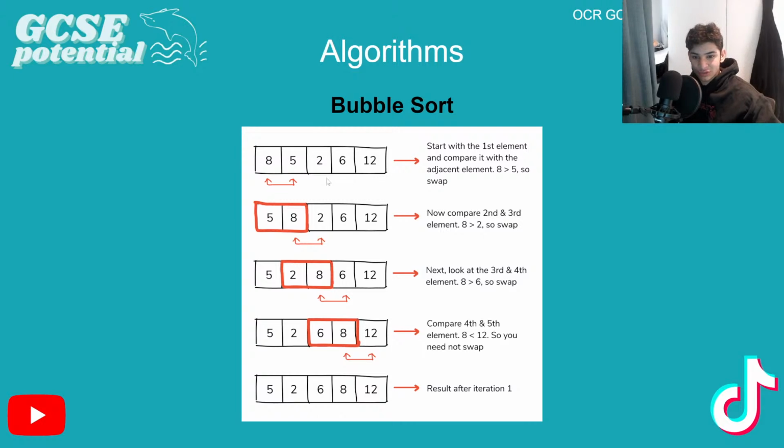So here's the original list, and because 8 is bigger than 5, they swap. And then they compare 8 and 2. 8 is bigger than 2, so they swap. Then they compare 6 and 8. 8 is bigger than 6, so they swap. But 8 and 12, 8 is not bigger than 12, so they don't swap. So this is the first iteration, as it's known, the first time they've gone through it, and then they just repeat that. And they keep repeating that until the list is in total order.